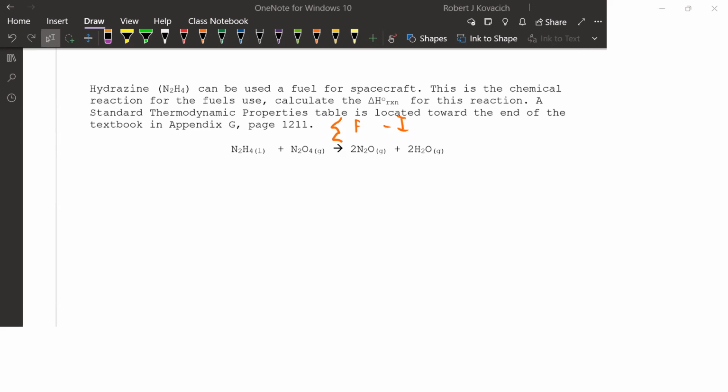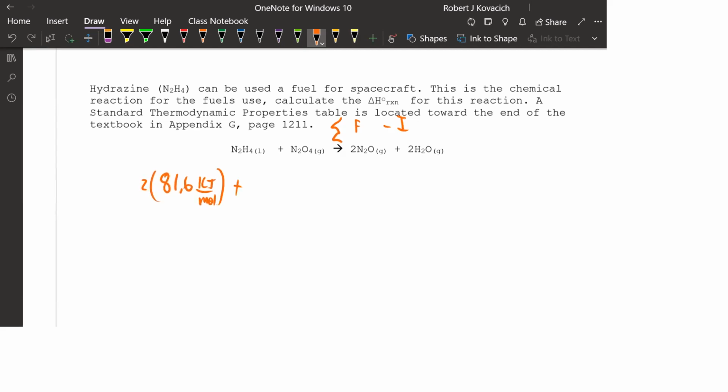All right, so 81.6. Is that positive or negative? Can't remember. It was positive. All right, and this is going to be in kilojoules per mole. But there's two of them. So this is multiplied by 2.